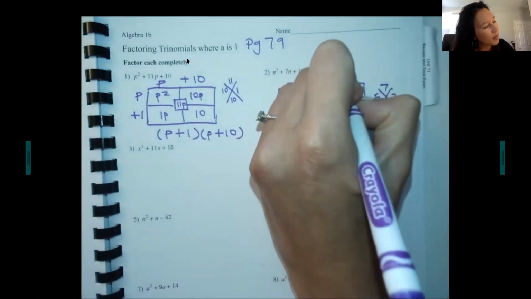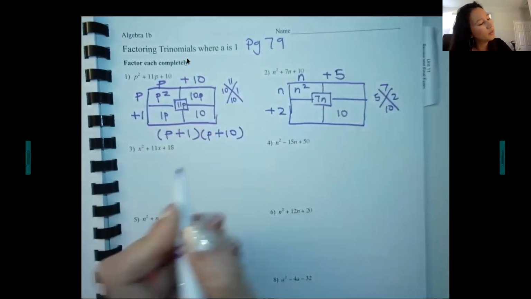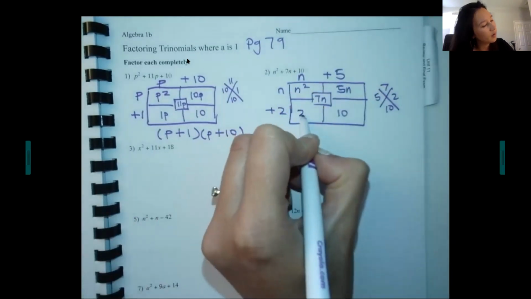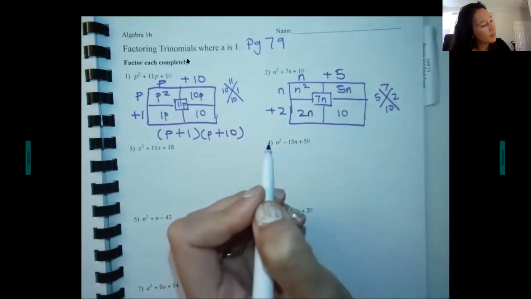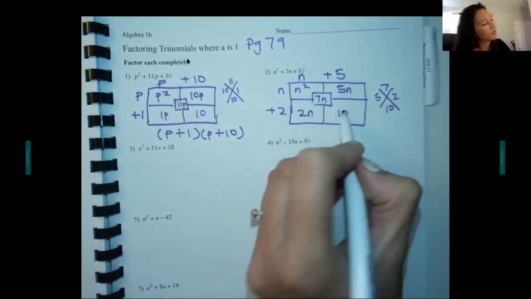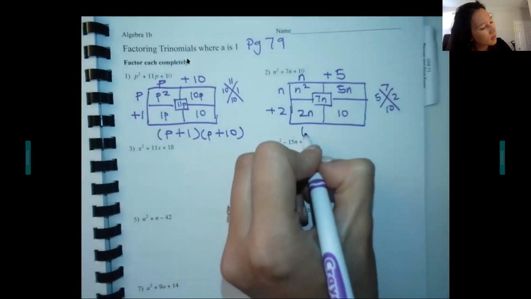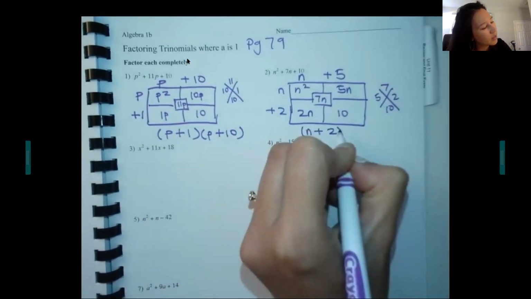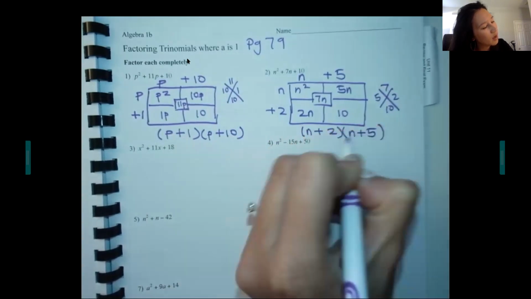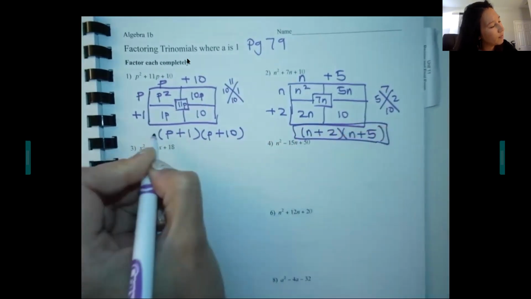So we can put plus 5 and a plus 2, and then check our work. 5n and 2n, yep, that adds to 7n, and 2 times 5, that gives us our 10. So this factors to n plus 2 times n plus 5.